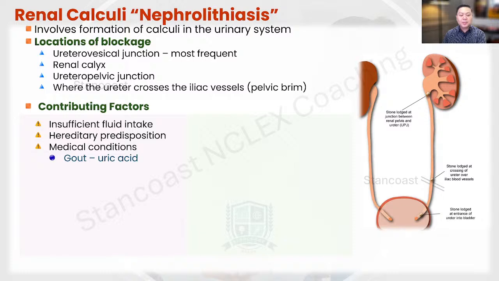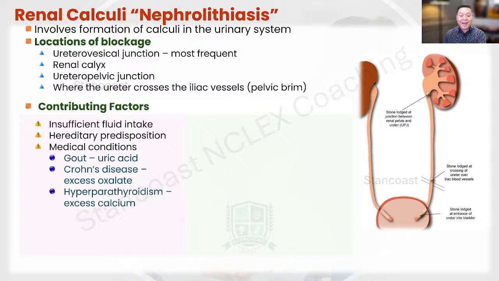Now, another problem is Crohn's disease, which is known to have an excess amount of oxalate. And the third one here is hyperparathyroidism, wherein there is some form of hypercalcemia going on. And so with the excess calcium ion circulating in the bloodstream, there you go. It ends up in the kidneys.